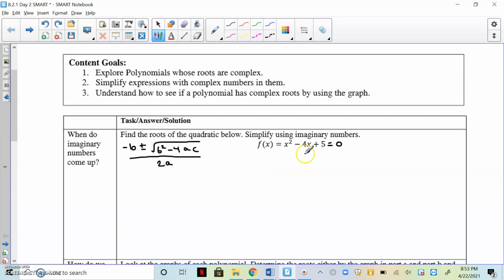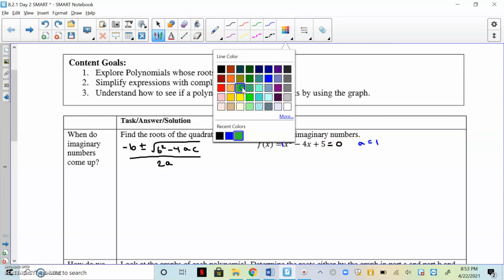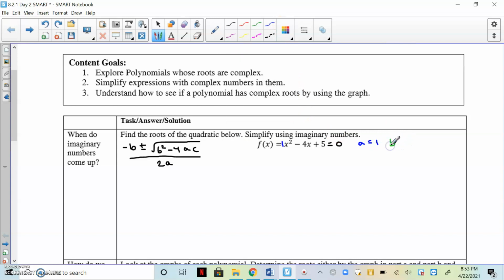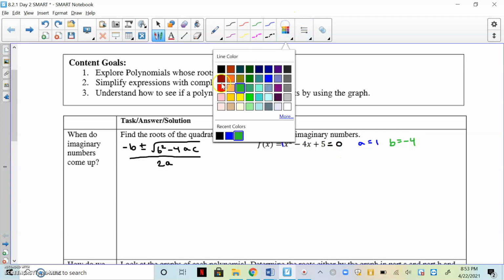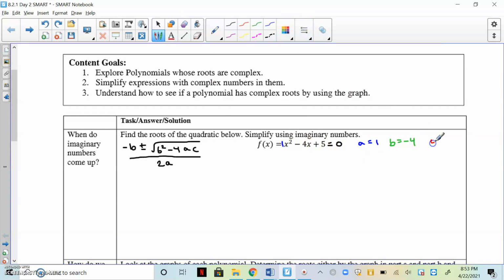And to use this formula, we have to start by identifying our a, b, and c here. Remember, a is really the leading coefficient here, so since we don't have a number with that x squared, our a is going to be 1. Our b is going to be negative 4. It's always the one with the x. And then our c is going to be that plain old 5 on the end there.